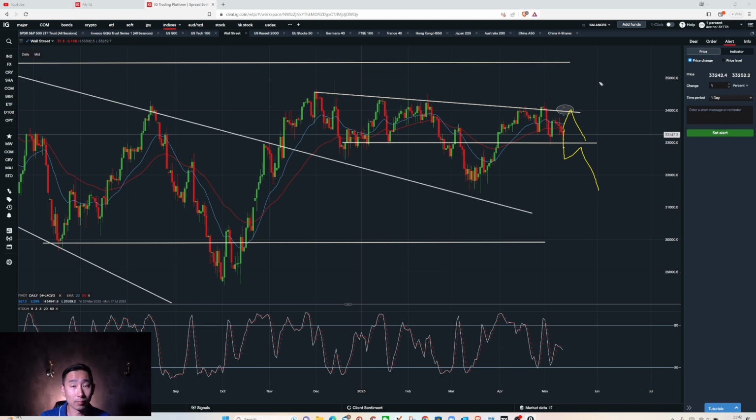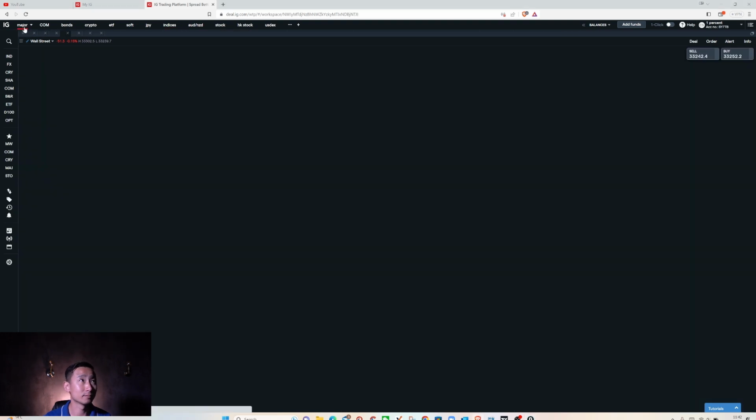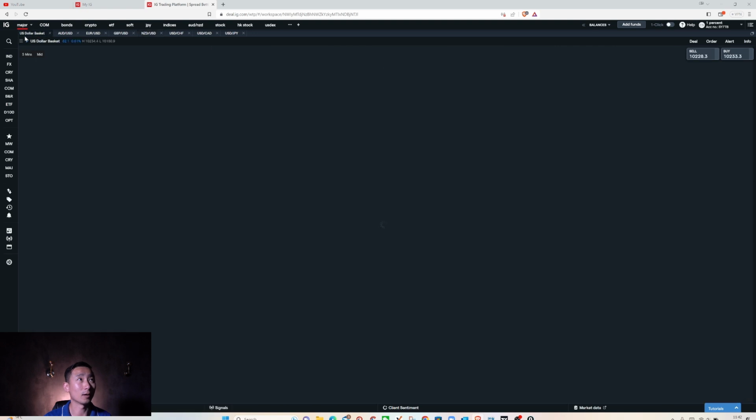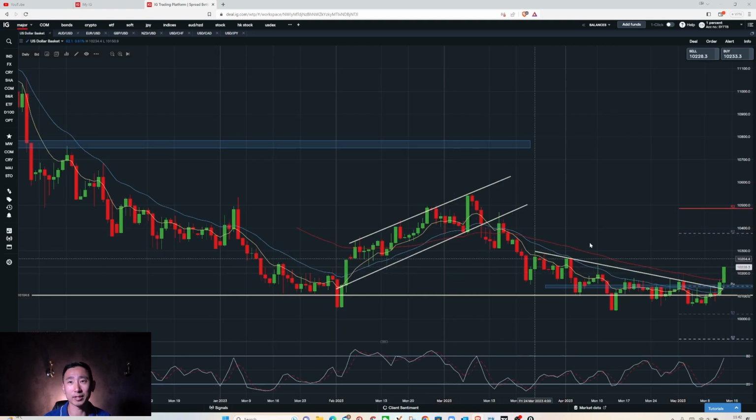I don't think we're going to see much of that upside, just due to all other asset classes indicating more bearishness on the stock market, right? So that's all on the stock indices side of things. Let's move on to something very exciting. The US dollar, the king of Forex.